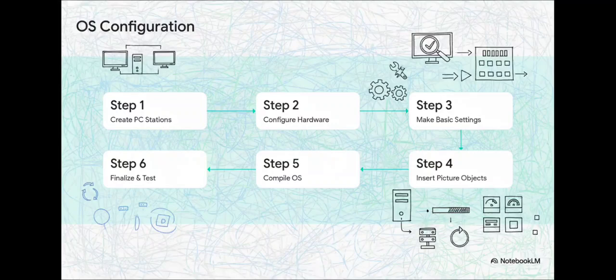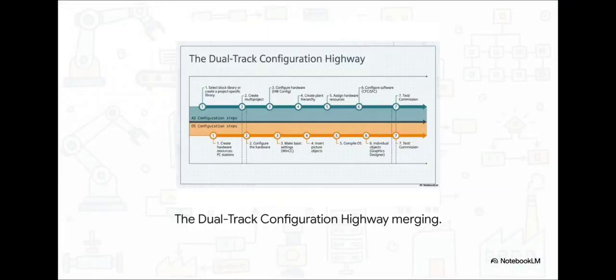So you might be wondering, how do these two independent workflows actually connect? Well, here is exactly how they merge. Following the timeline, we have our AS configuration steps in teal and our OS configuration steps in orange. They ride along this dual-track highway totally independently during the heavy lifting of engineering. But notice where they finally merge, right at steps 6 and 7. The software is configured, the OS is compiled, and those parallel paths come together seamlessly for system-wide testing and commissioning. It's really a beautifully orchestrated workflow.